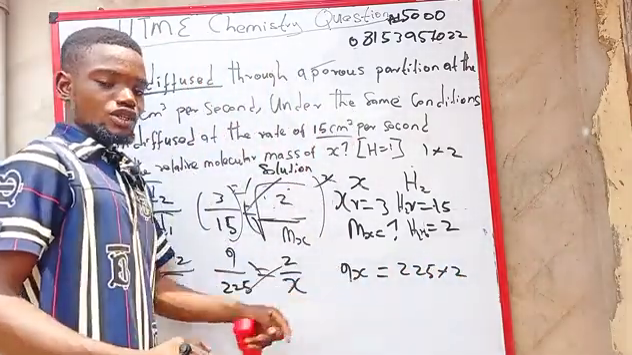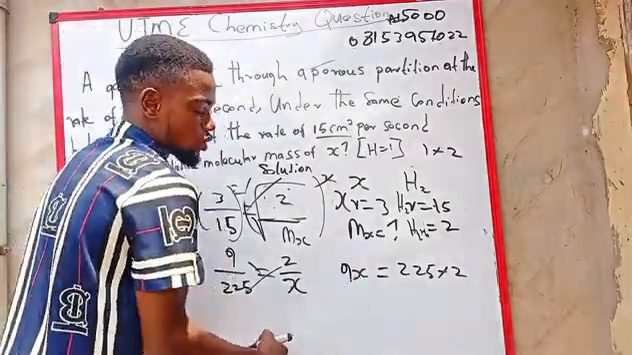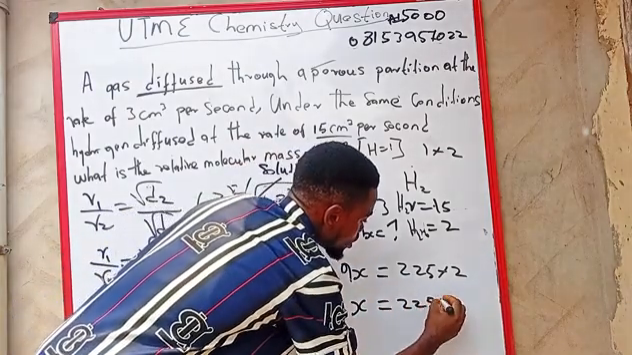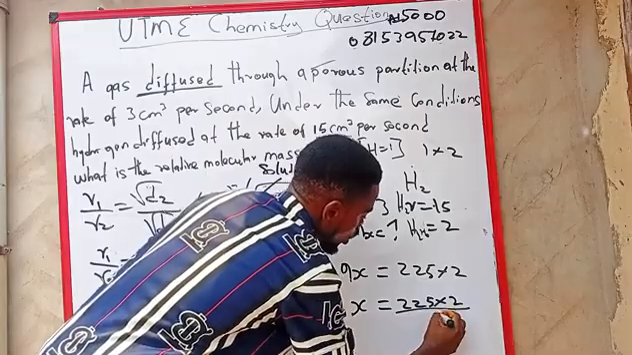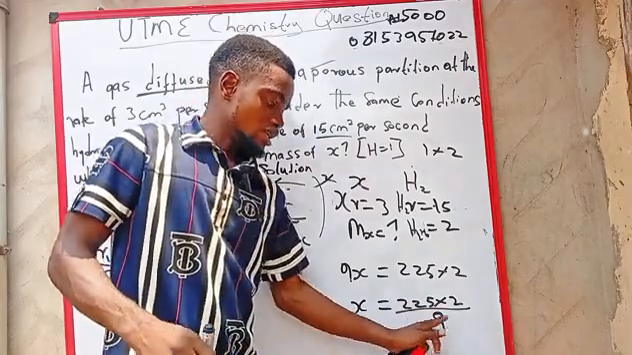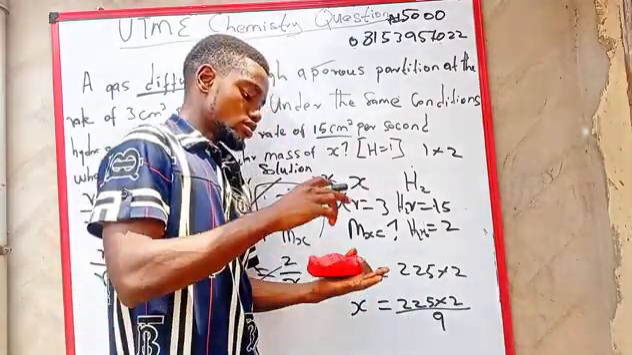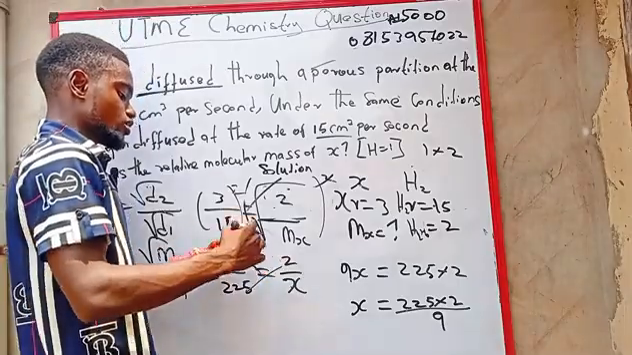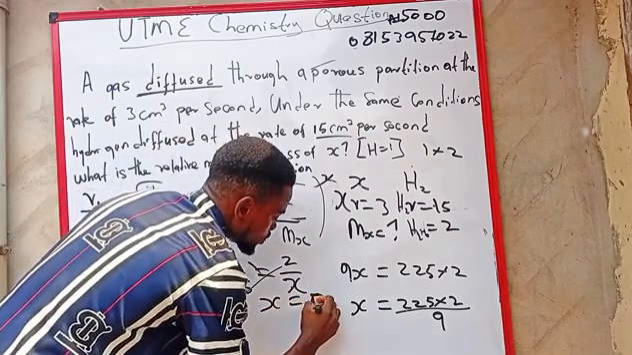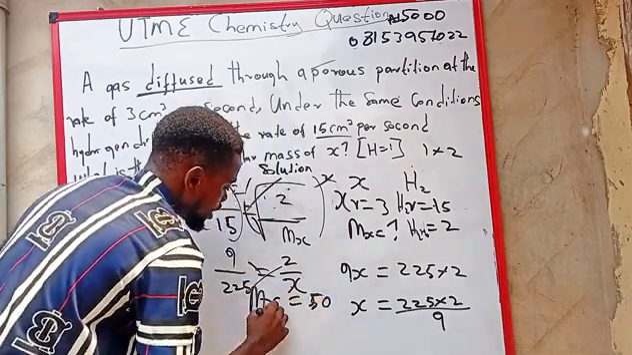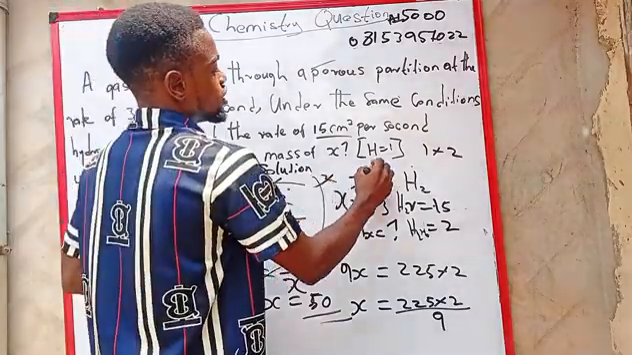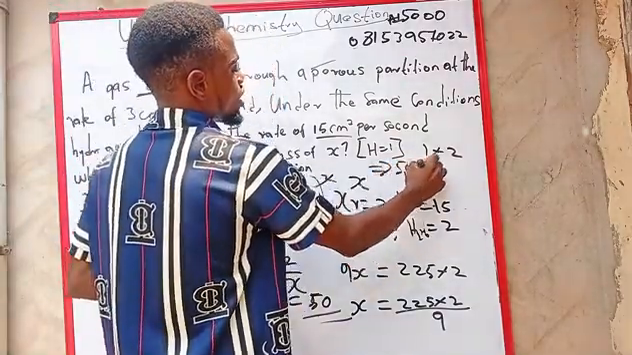Now we have to divide by the coefficient of x because we're looking for x, the molecular mass. So x equals 225 times 2 all over 9. 225 times 2 is 450, divided by 9 is 50. So the molecular mass of x is 50, and the answer here is 50. So we see how we're going to solve it.